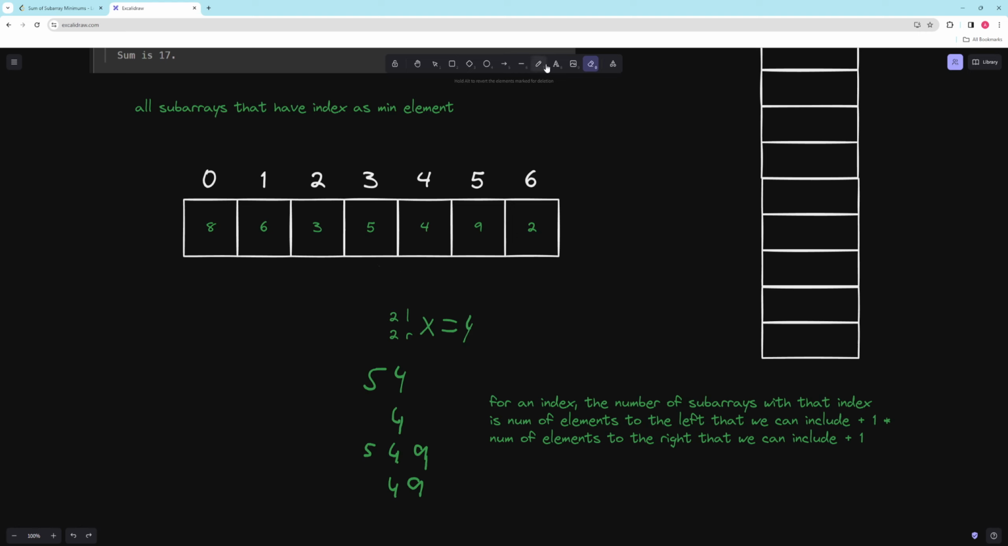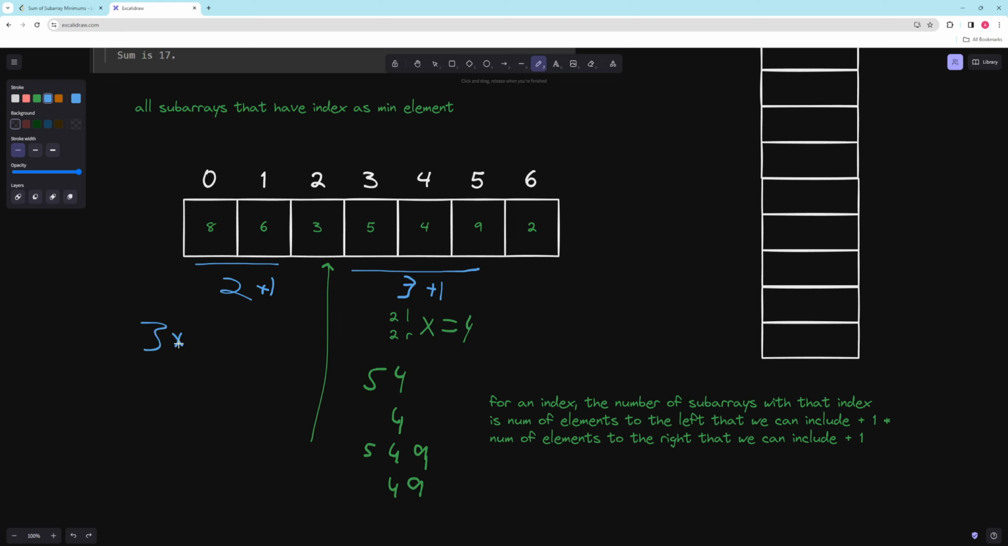Like let's say instead of this, we wanted to figure out how many subarrays there are with this 3. So how many elements to the left can we include? Remember, it's every element that's right next to it that is bigger than it. So it's just going to be these 2. And then to the right, it's going to be all of these. So for 3, this is 2, this is 3. Remember, we add 1 to each of these to include the empty array. So plus 1 and plus 1. And here we get 3 times 4, which is 12.